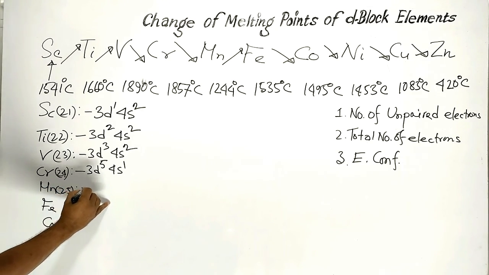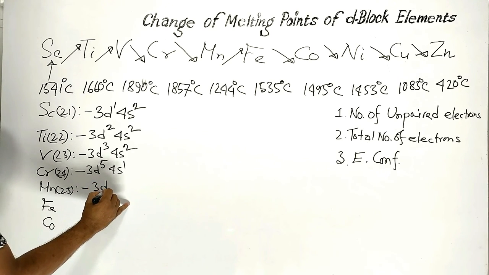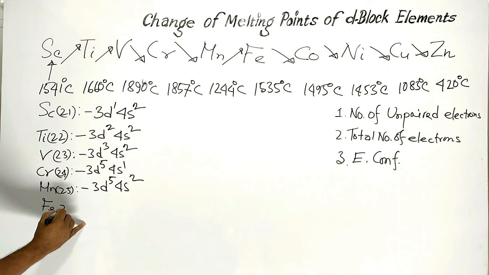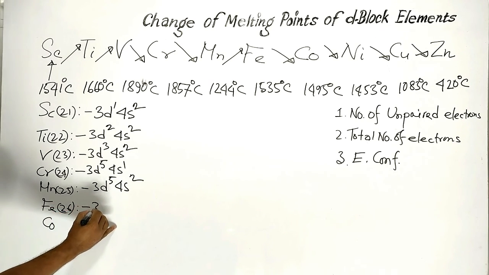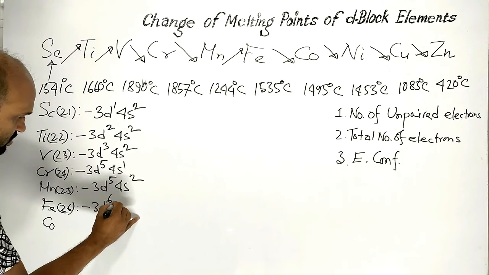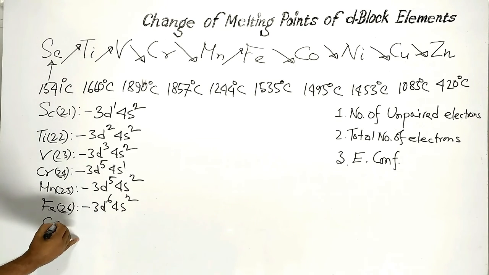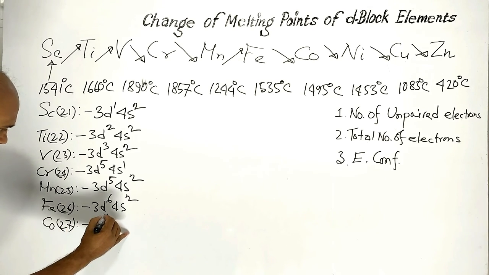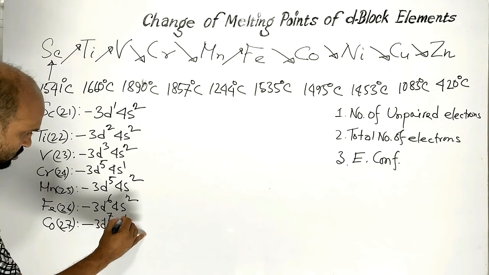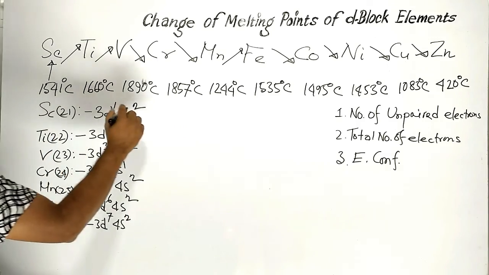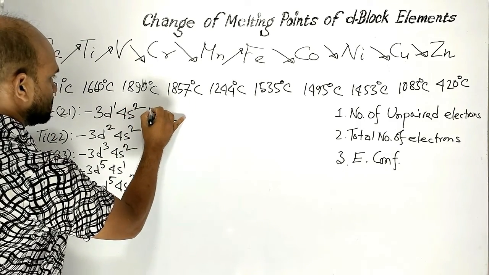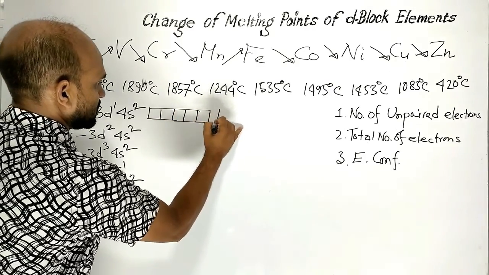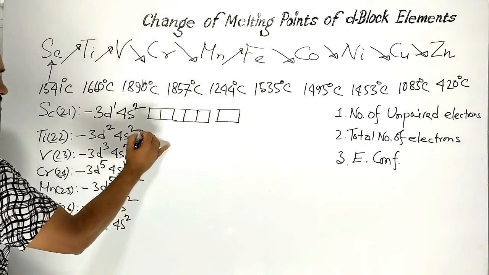Manganese 25, 3D5 4s2. Iron 26, 3D6 4s2. Cobalt 27, 3D7 4s2. If we see box system, then we see 3D 1 2 3 4 5, and this is 4s.